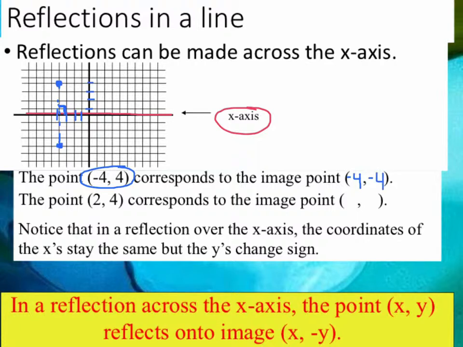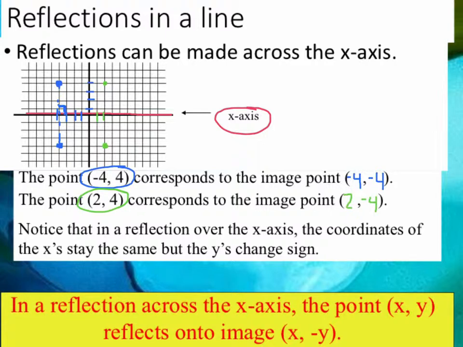Let's do another color. Let's do green. For 2, 4. So 2, 4 is going to be 1, 2, and 4 here, right there. And we're going to reflect it again across the x-axis. So you want to maintain the same distance, which is 4 units. So my new point will end up here. And this point is going to be 2, -4.